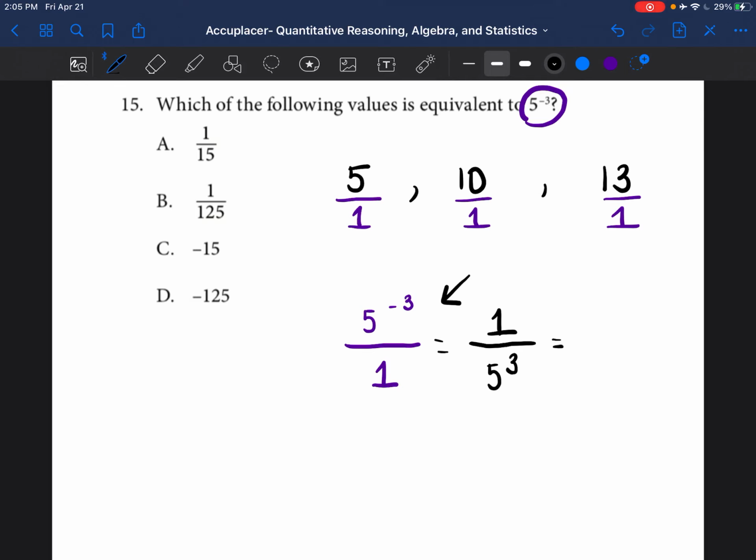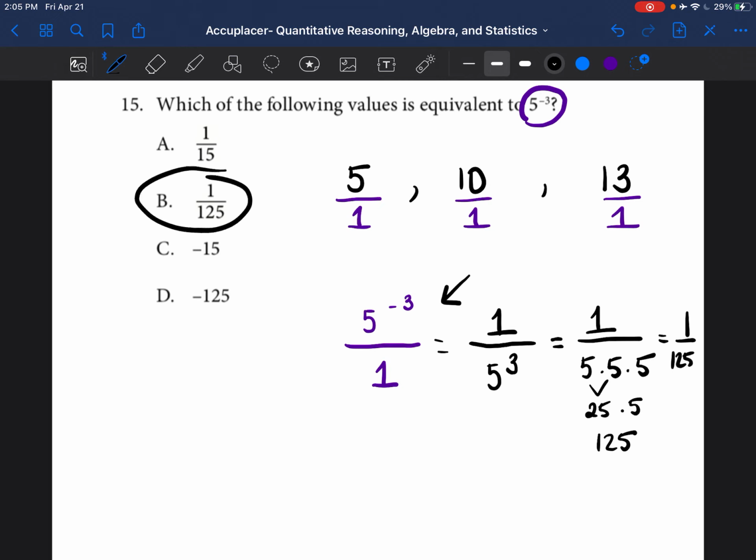So now that I have this, I can go ahead and just figure out what this all means. 5 to the third power means 5 times 5 times 5. 5 times 5 is 25. And then 25 times 5 is 125. So this is saying 1 over 125. And so my answer to this question is going to be B.